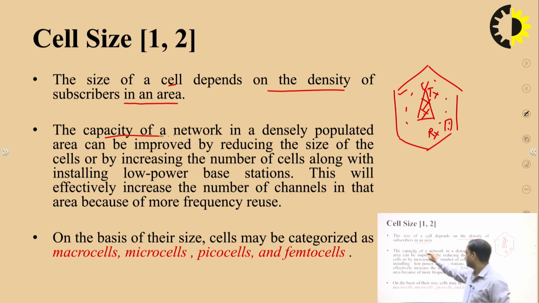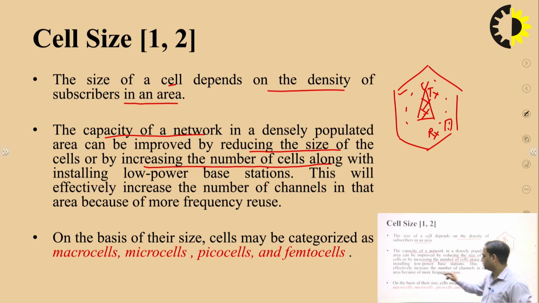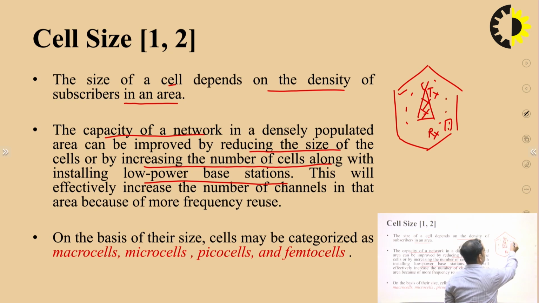The capacity of the network in a densely populated area can be improved by reducing the size of the cell, or by increasing the number of cells along with installing low power base stations. If we split this base station into smaller base stations, the number of cells will be split and there will be more cells. When we say more cells, it means more allocated channels will be there. If more channels are there, it means more subscribers can be accommodated. And this base station is the macro cell.